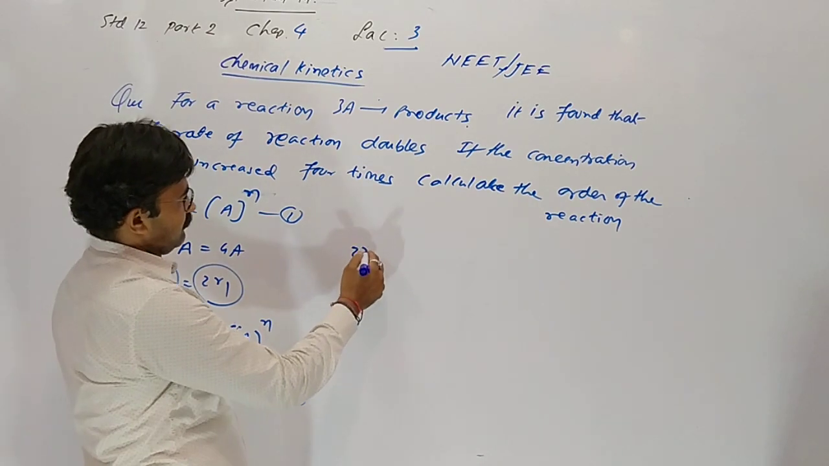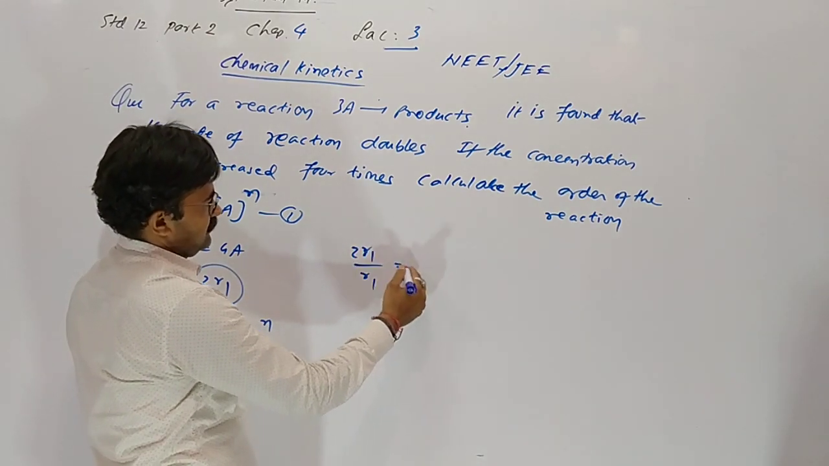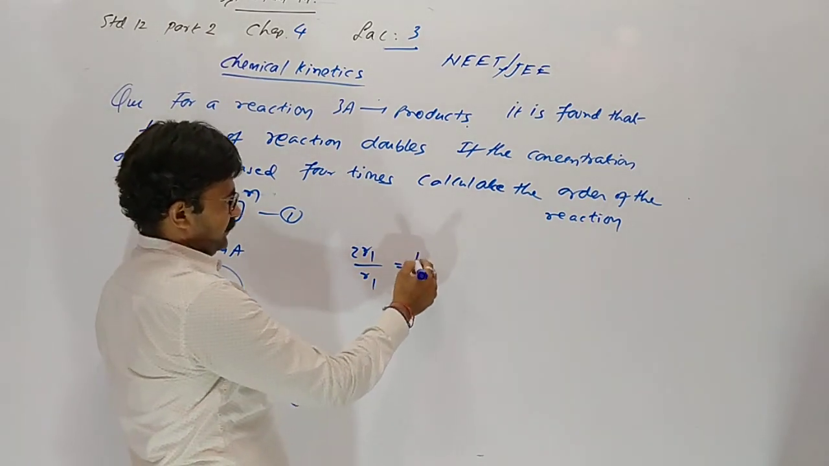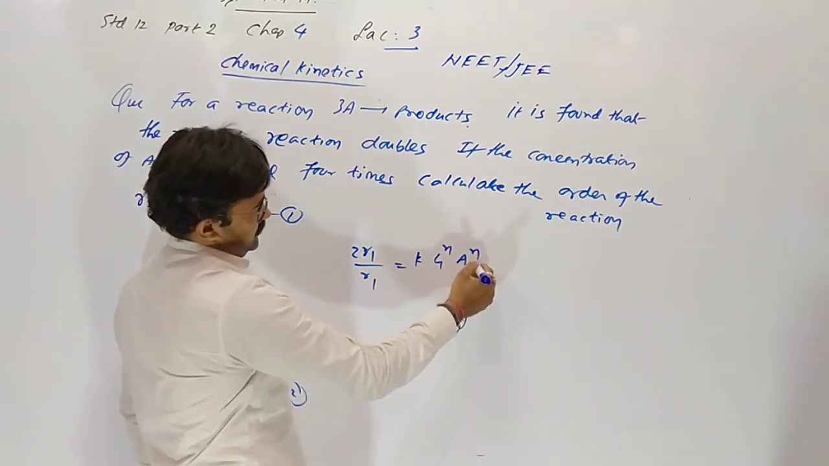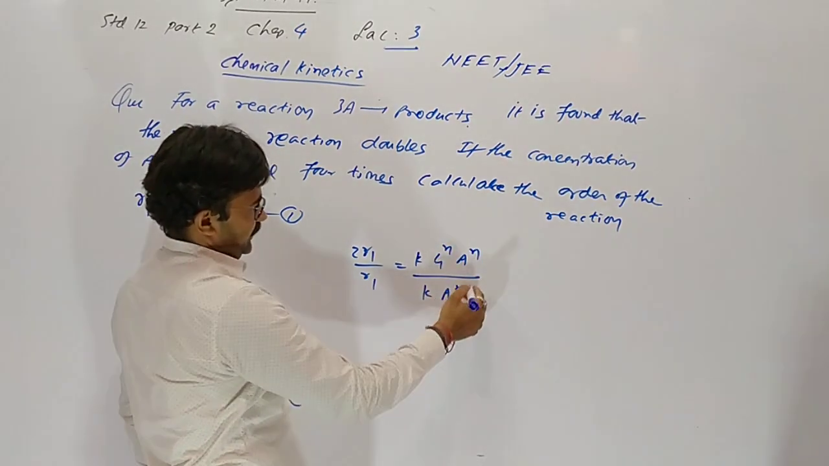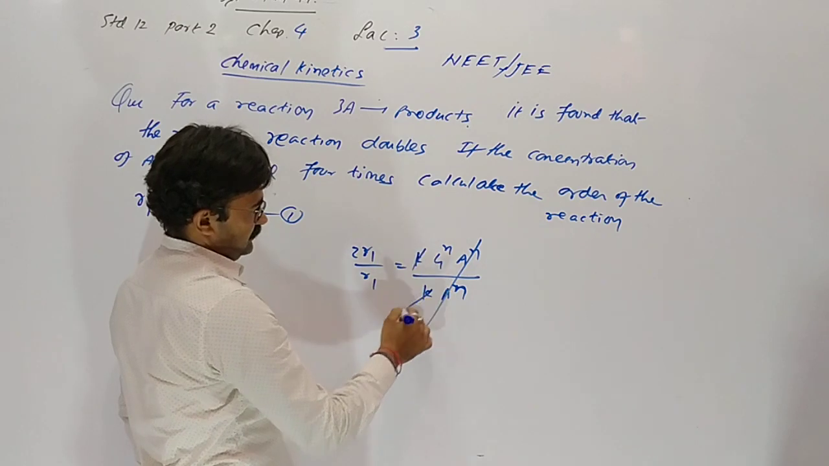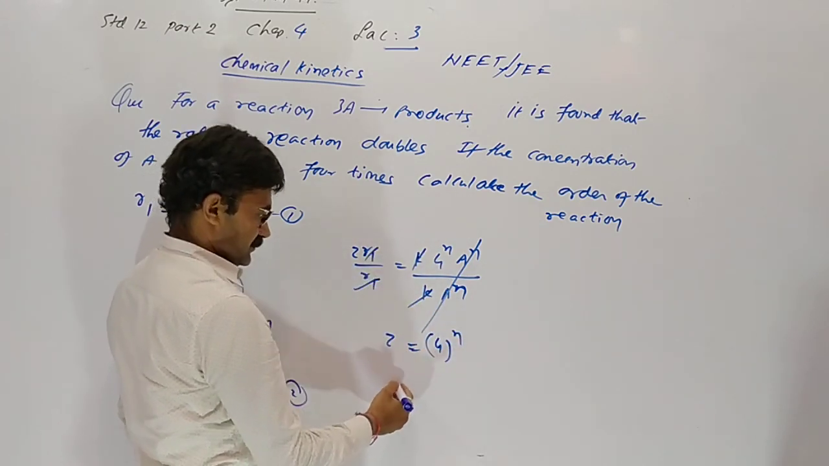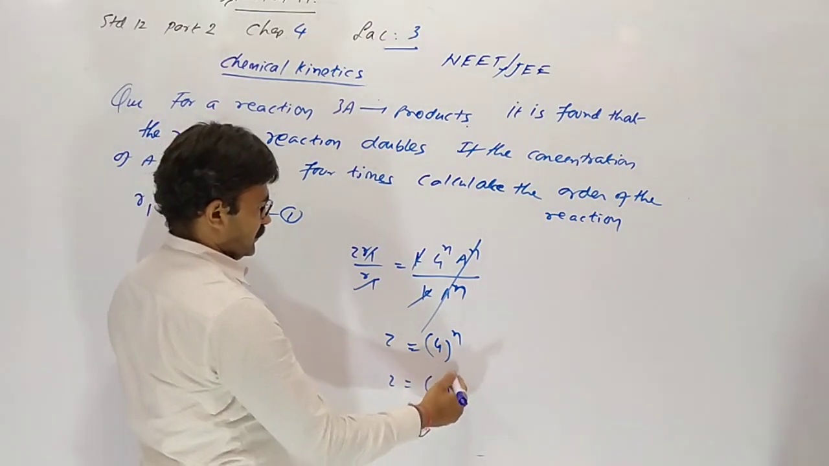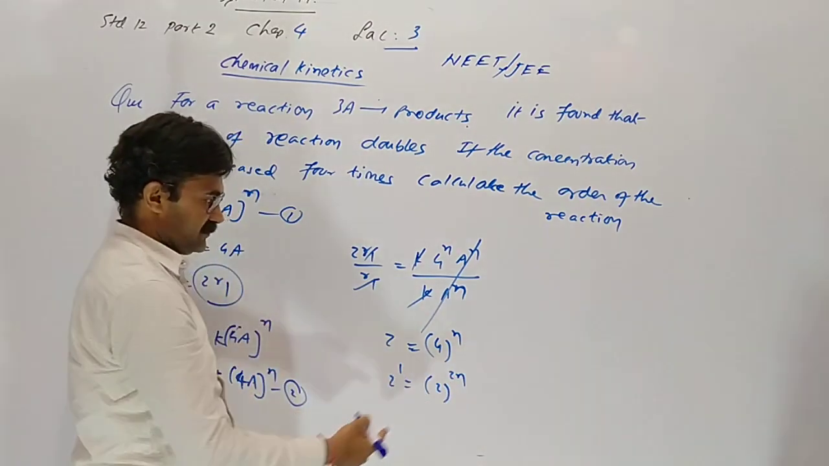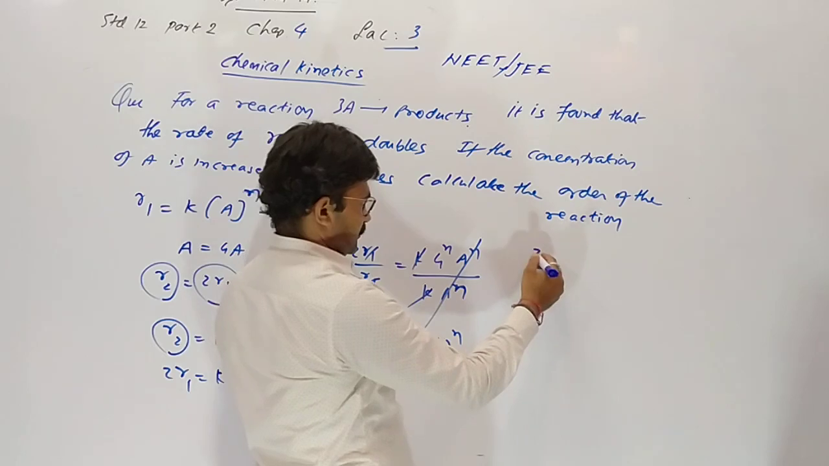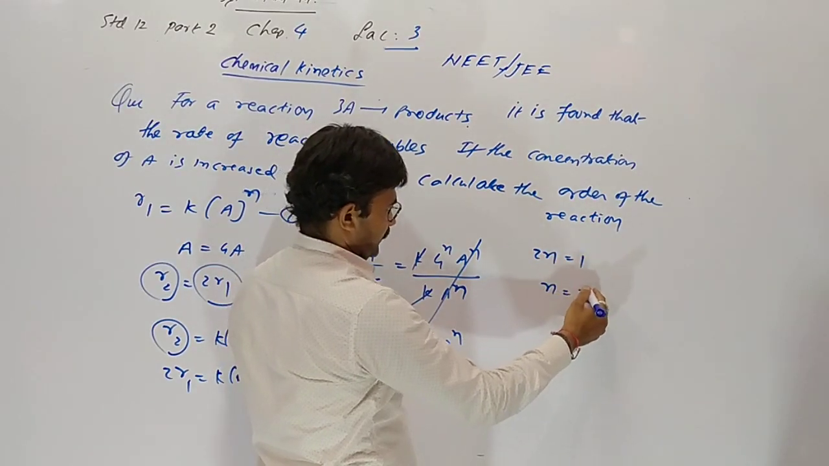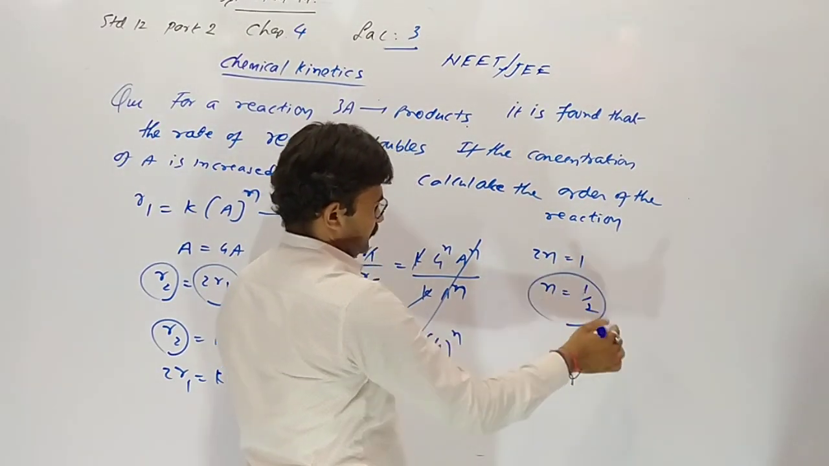Second equation divided by first. So K 4 raised to n A raised to n over K A raised to n, cut. So 2 equal to 4 raised to n. Very simple. So 2 raised to 2n. So 2n equal to 1. So n equal to 1 by 2.